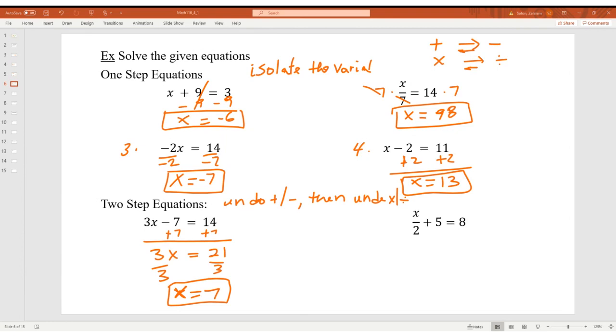Very good, Luz. Now try the second one, x over 2 plus 5 equals 8. I'll give you 2 minutes, and write your answers in the chat. Okay, x equals 4. So 4 over 2 is 2, 2 plus 5 is 7. Okay, Lewis has 6. 6 over 2 is 3, 3 plus 5 is 8.